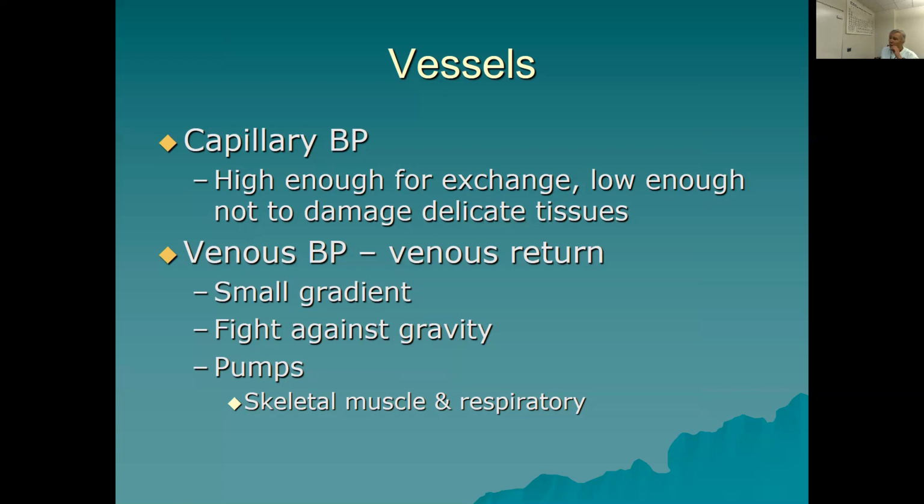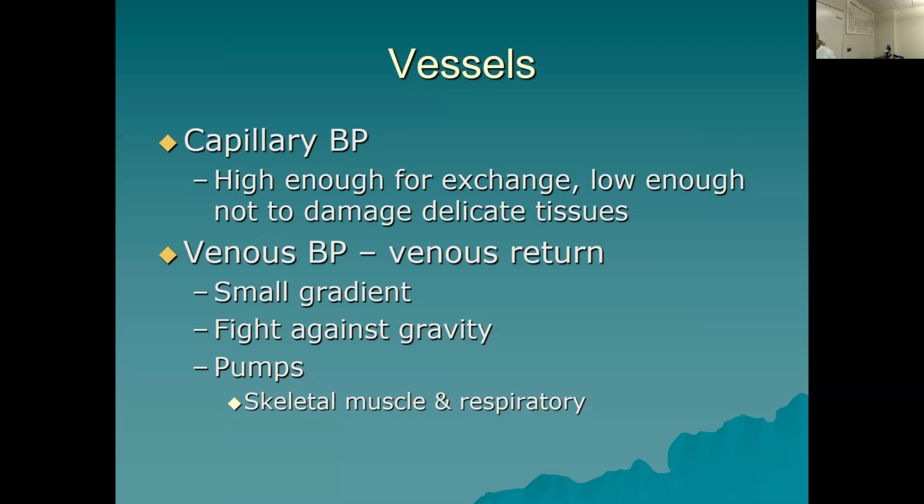So we'll talk about these two pumps, and also valves in veins, which help prevent backflow as they push the blood up. These are one-way valves. Once the blood is pushed up past one valve, it can't flow back. Some people have leaky valves in their legs, and some of the blood can flow back to the other side of the valve. This is a varicose vein. We have little bulges in varicose veins.